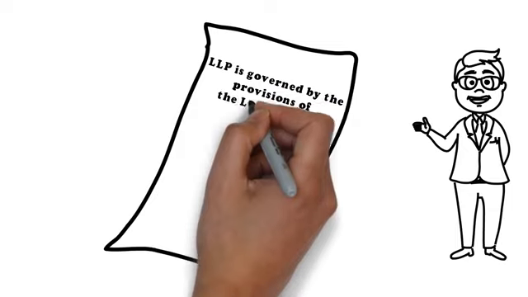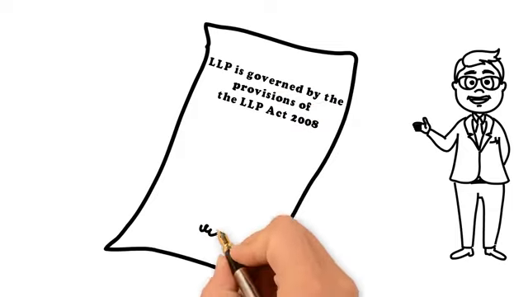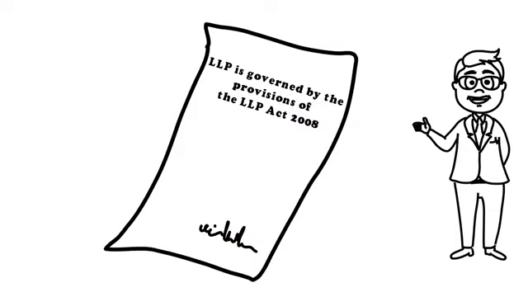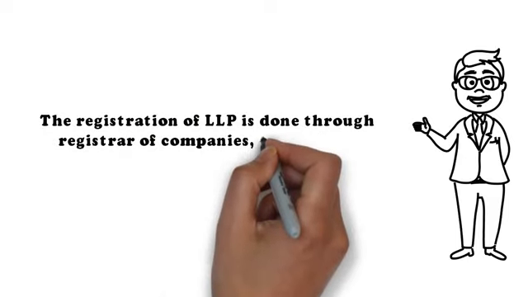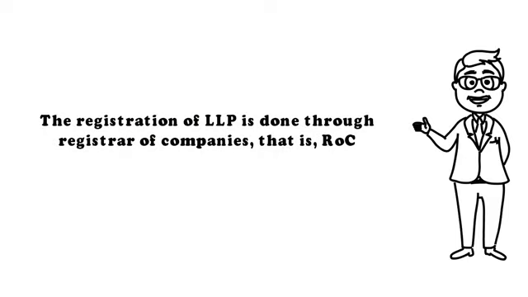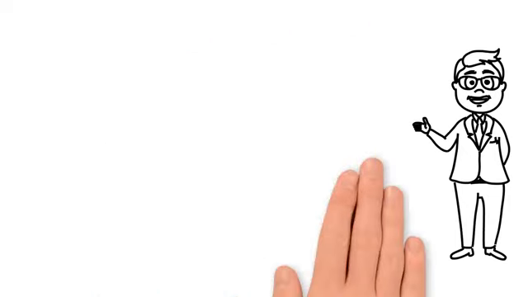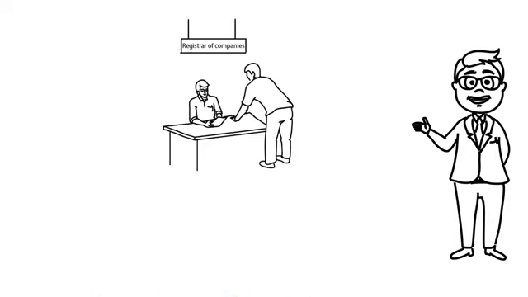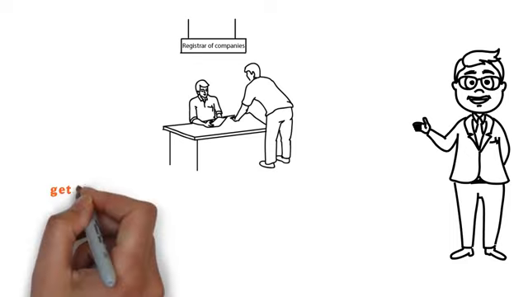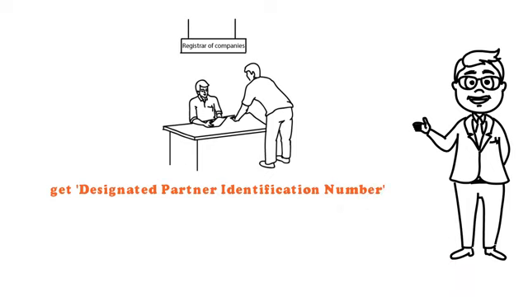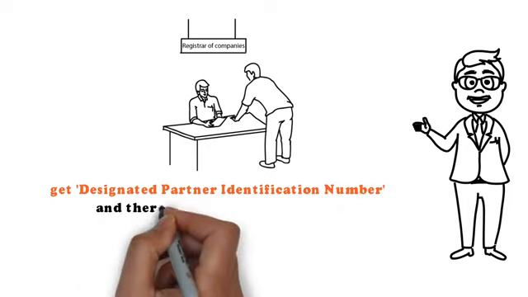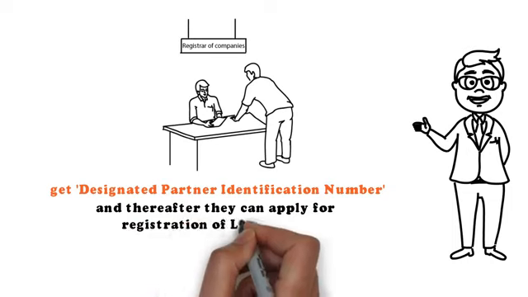LLP is governed by the provisions of the LLP Act 2008. The registration of LLP is done through the Registrar of Companies, that is, ROC. First, the partners need to register at ROC and get a Designated Partner Identification Number, and thereafter they can apply for registration of LLP online.